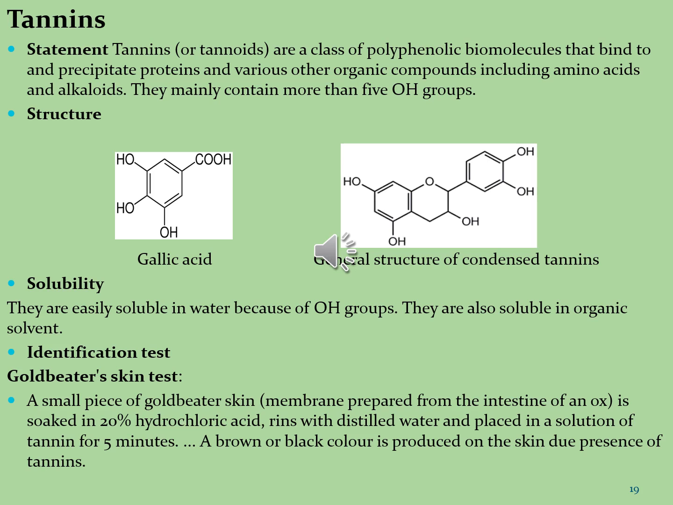Now we see the identification tests. The first is the gold beater skin test. It is carried out when a small piece of gold beater skin membrane, prepared from the intestine of an ox, is soaked in 20% hydrochloric acid, rinsed with distilled water, and placed in a solution of tannin for 5 minutes. A brown or black color is produced on the skin, which indicates the presence of tannin molecules.